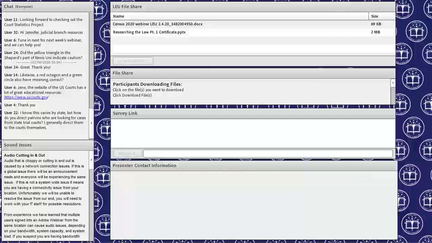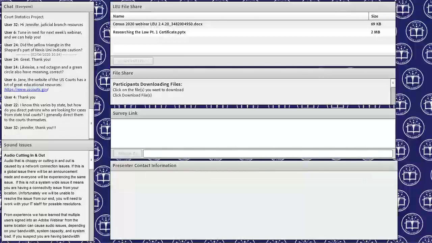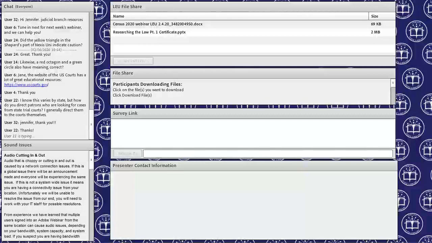I know this varies by state, but how do you direct patrons who are looking for cases from state trial courts? I generally direct them to the courts themselves. So yeah, you could go to the court website, or actually call the court, like the clerk. It's often going to be that they're looking for dockets rather than a case opinion like what we were talking about today. So Jennifer will discuss that a little bit next week, like how to find trial court documents from the docket sheet. A lot of times patrons want transcripts, which are not in the docket, and they have to contact the court and pay a lot of money. Yeah, so Jennifer is just saying that a lot of times patrons want transcripts of trials, and that is not included in the docket sheet, and so they have to call the court and actually pay for it, which is unfortunate.